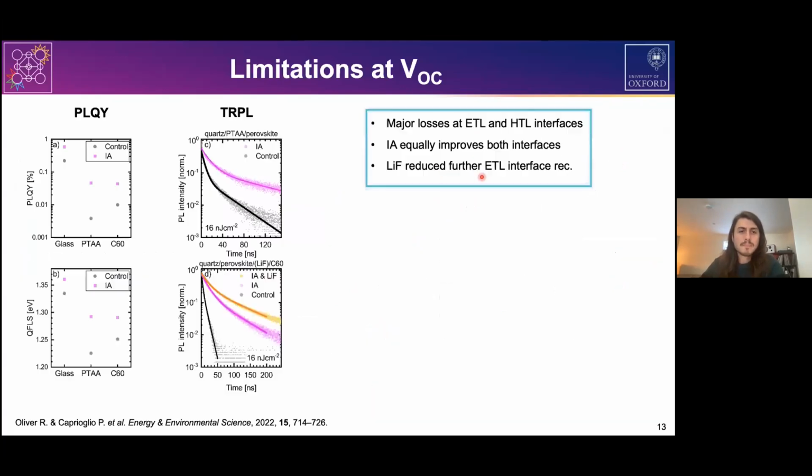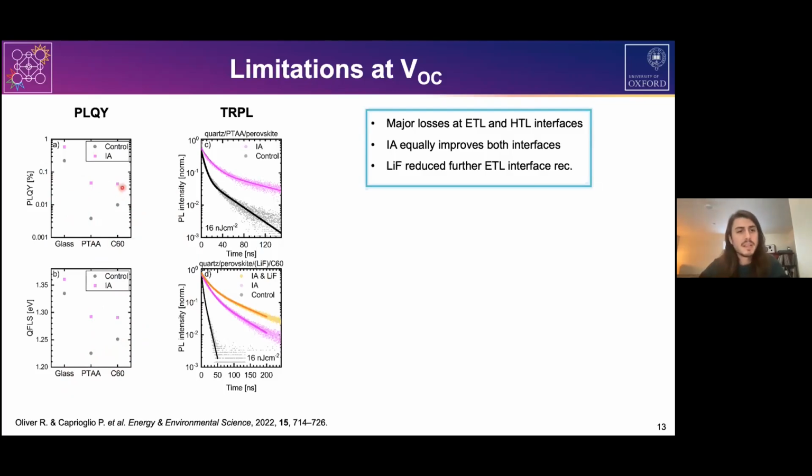So here we used this PLQY method that I showed before. We had a look at the PLQY of the neat material, and we compare basically the PLQY of the neat material to the perovskite when it's in contact either with the HTL or the ETL. And as you can see here, in PLQY and also in quasi-Fermi level splitting, when the perovskite is in contact either with the PTAA or the C60, the PLQY and the quasi-Fermi level splitting is strongly reduced, indicating that in such a system we have strong losses due to interface recombination happening at both interfaces.